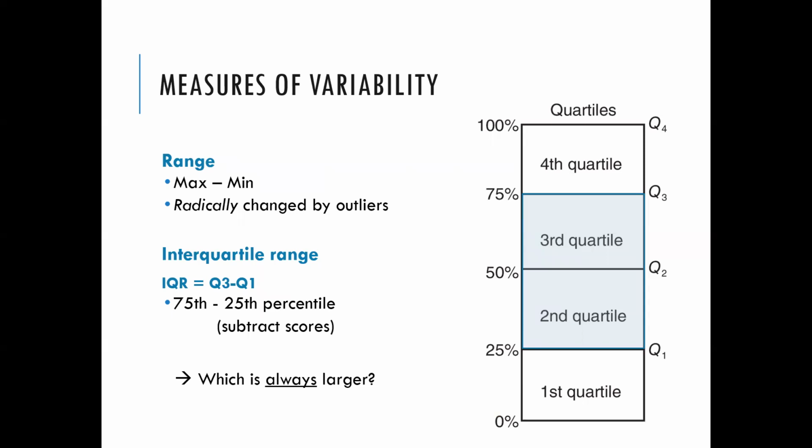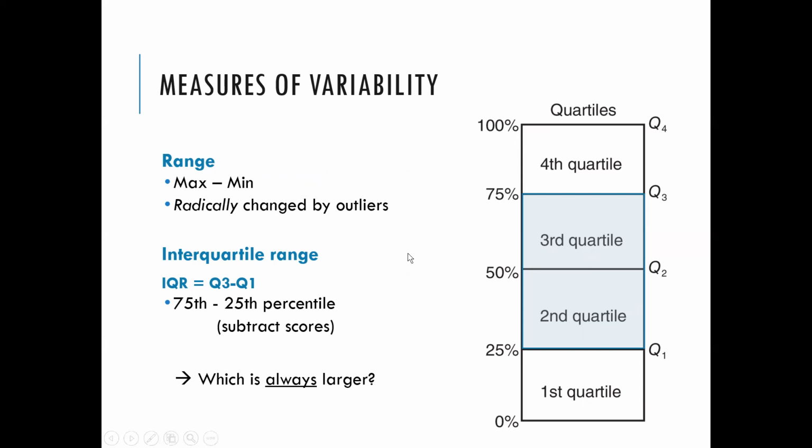What are some other measures of variability? Another measure might be the range, and that's just the maximum minus the minimum. So it would be the maximum value minus the minimum value. And these are radically changed by outliers, and we'll talk about outliers a little bit later in lecture 2.